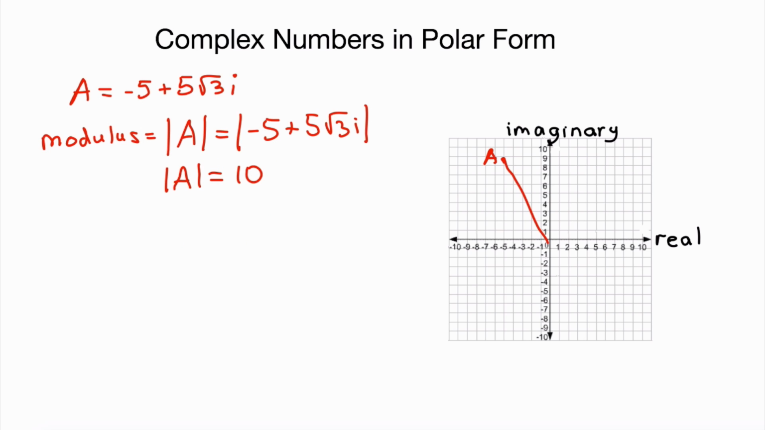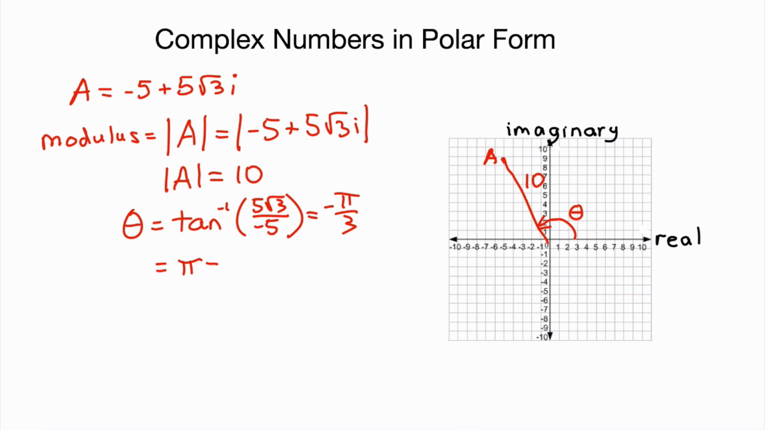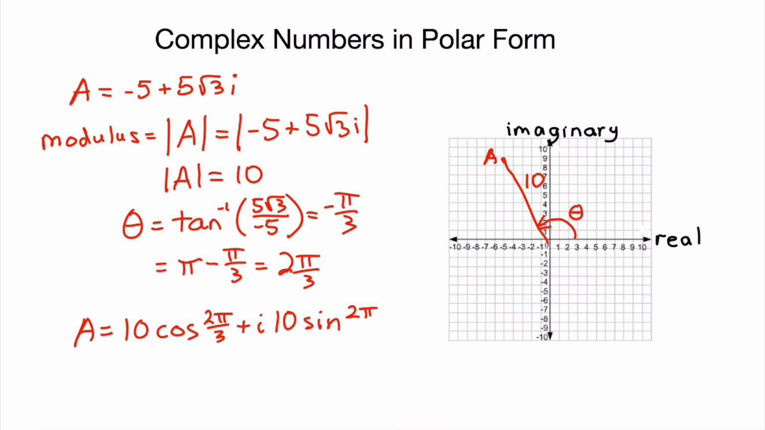Next, we want to determine at what angle that number is coming off of the real axis. We can use tan inverse to get what's called a reference angle, and understanding that we get a -π/3, we want to add that to π, which would give us an angle of 2π/3. So instead of having this broken up into the real and the imaginary part, we want to write this with the modulus and the angle of that point.